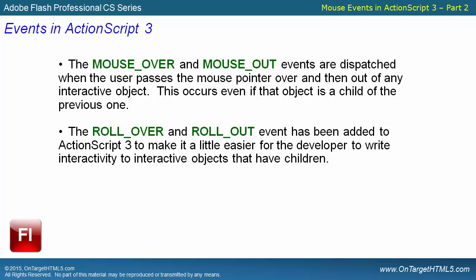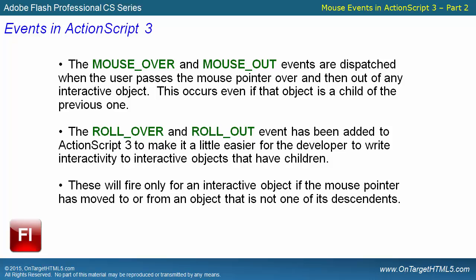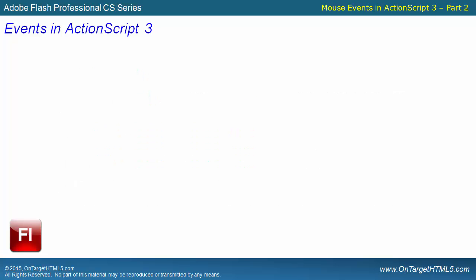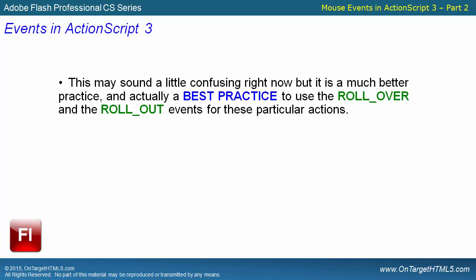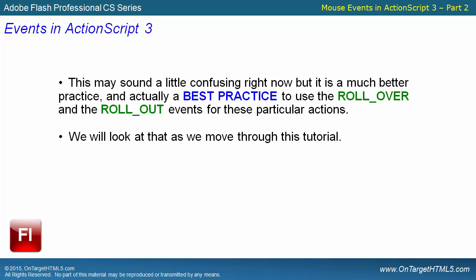The rollover and rollout events have been added to ActionScript 3 to make it a little easier for the developer to write interactivity for interactive objects that have children. These will fire only for an interactive object if the mouse pointer has moved to or from an object that is not one of its descendants. This may sound a little confusing right now, but it's a much better practice, actually a best practice, to use the rollover and the rollout events for these particular actions. We will look at that as we move through this tutorial.